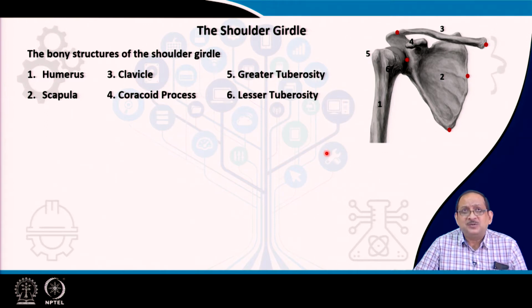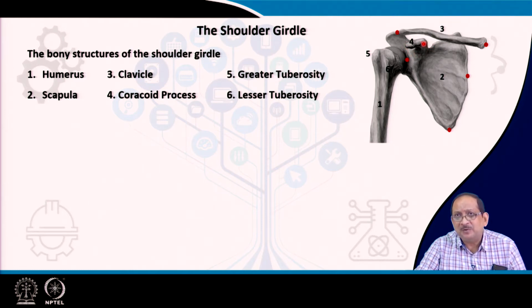The bony structures of the shoulder girdle, as we call it, consist of the humerus, the scapula or the shoulder blade, the clavicle or the collarbone, and the coracoid process, which is a bony structure located on top of the scapula. The other bony structures are the greater tuberosity and lesser tuberosity on the humeral head.